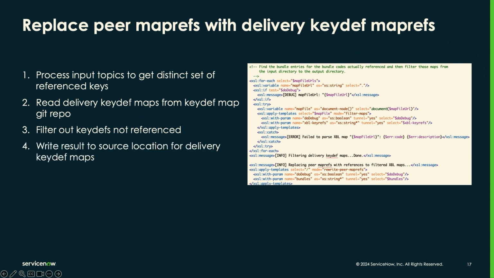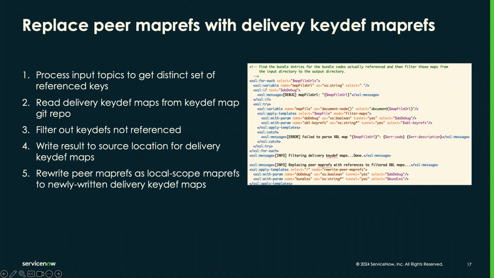And then I write that result to the source location where the actual documentation source is, at the place where the peer map refs would have been, so I've swapped out the peer map refs for local map refs. This is the local map that they're referencing, right? So I've made this filtered copy of the delivery key def map in my source location. I've changed the map refs to point to that, and then I give the rest of it to OpenToolkit processing, and it just does what it does, right? So I rewrite these peer map refs with the local scope map refs.